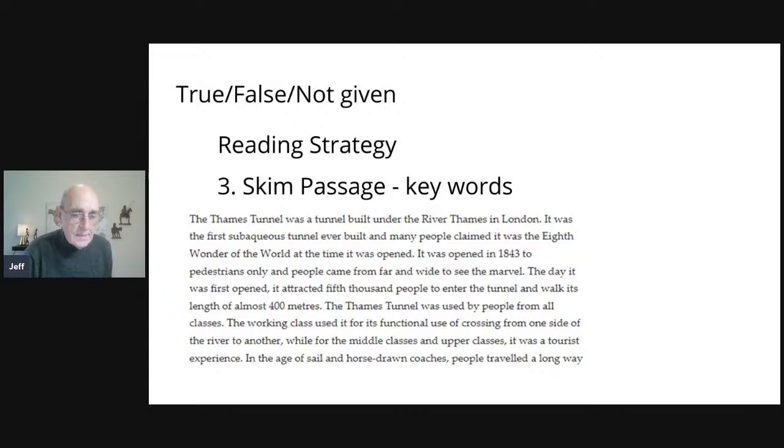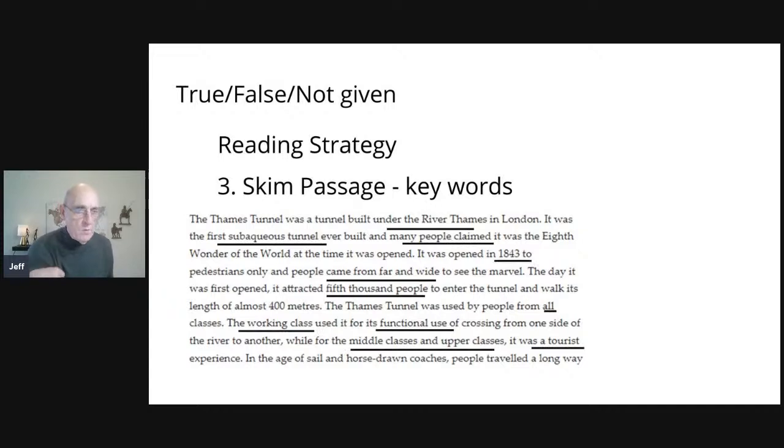Now, I understand that these paragraphs might be a little bit tiny right now, but as I go on a couple of slides, it'll get a little clearer and easier to see when we actually start comparing the questions and looking for the answers in the passage. So just bear with me on this slide. It will get clearer in a couple of slides.